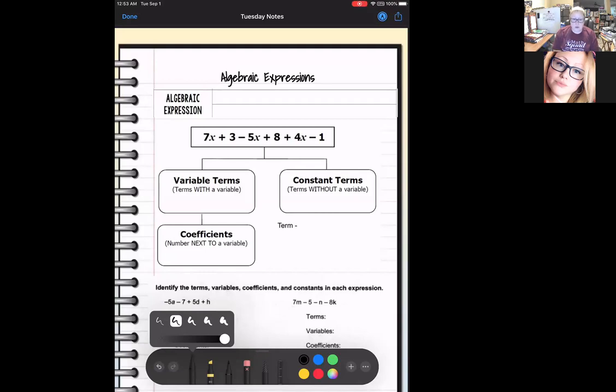It's Tuesday. Welcome back. We are going to cover algebraic expressions today. So an algebraic expression is a number sentence without an equal sign. It has at least one term and one or more variables. So I said it. Now I'm going to write it.